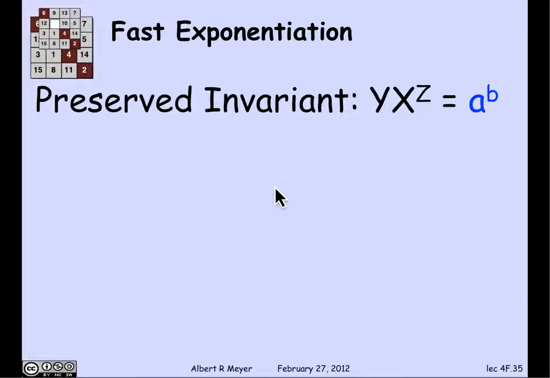Okay, why does this state machine do fast exponentiation? Why is it correct? And the insight is that there's a preserved invariant of this machine. The preserved invariant is that y times x to the z is always a to the b. So let's see how to verify that yx to the z is equal to a to the b.